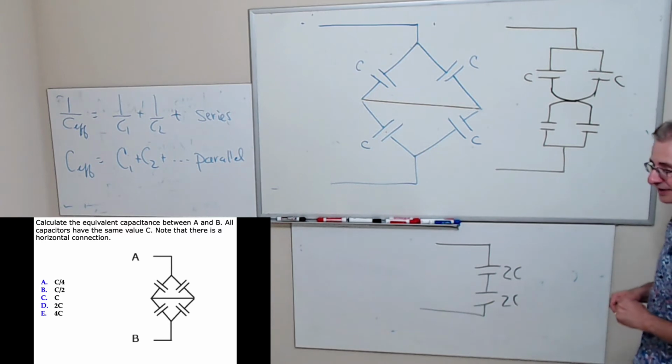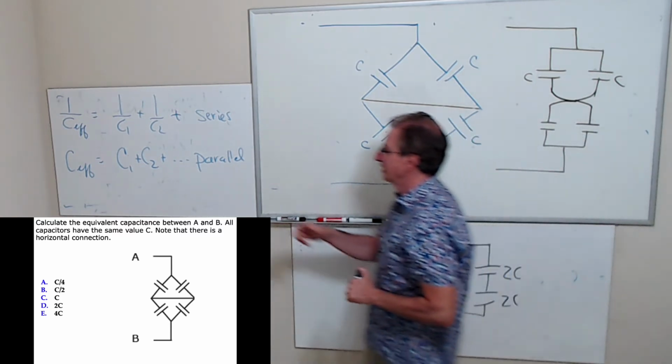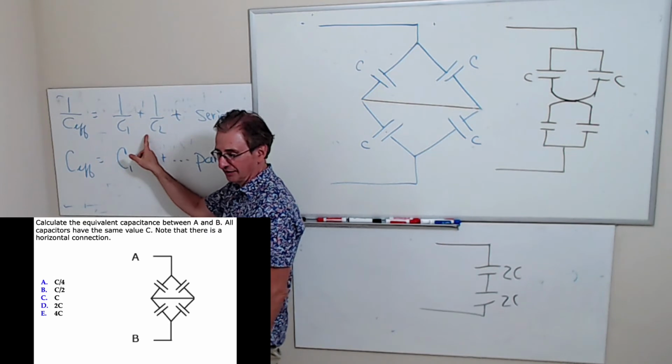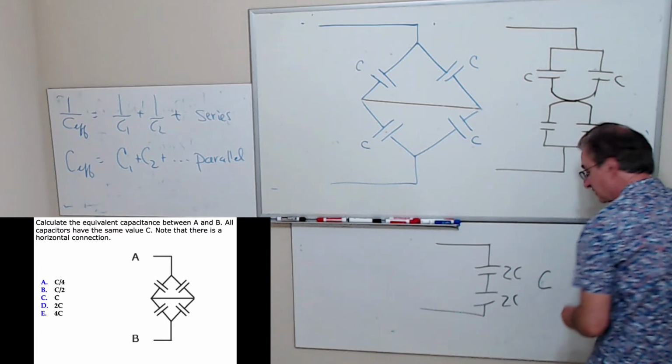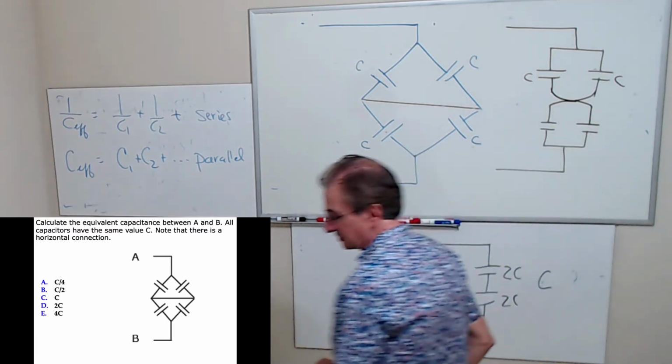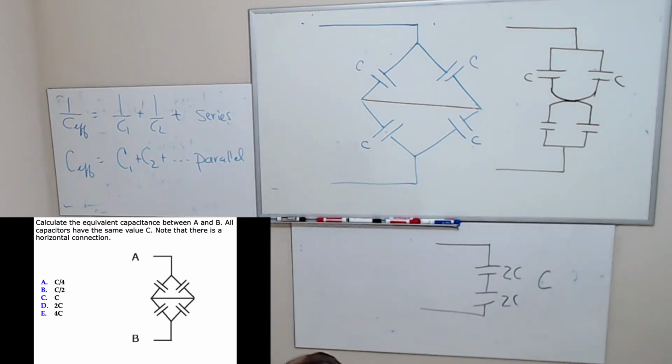Those two are in series, so guess what happens? 1/2 plus 1/2 is 1. The reciprocal of 1 is 1. And so the total capacitance is C. So again, the answer is C. Does that explanation make sense? Are we okay with that one?